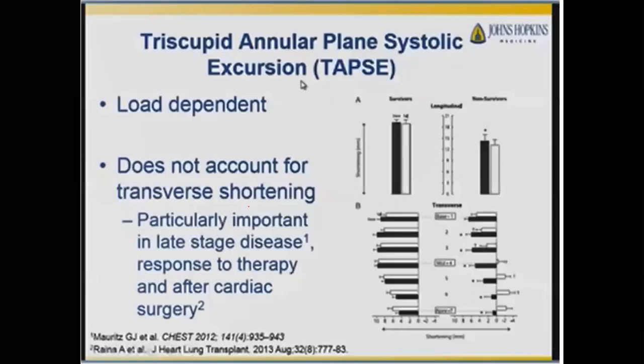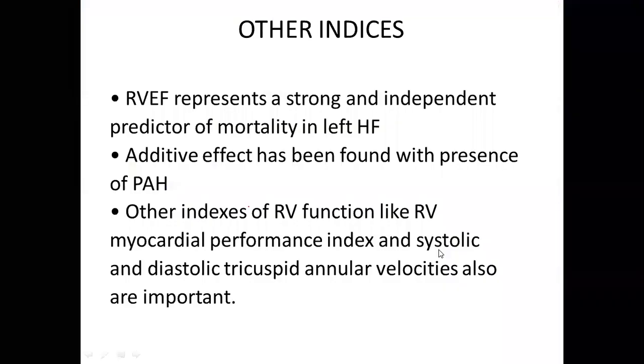So this is just about tricuspid annular excursion, or TAPSE. It just tells you the longitudinal motion of the RV. What are the other indices? Like pulmonary arterial hypertension, myocardial performance index, and systolic and diastolic tricuspid annular velocities are also important in evaluating patients with RV function. So there is a myriad of RV tests, but the most important is RV ejection fraction.